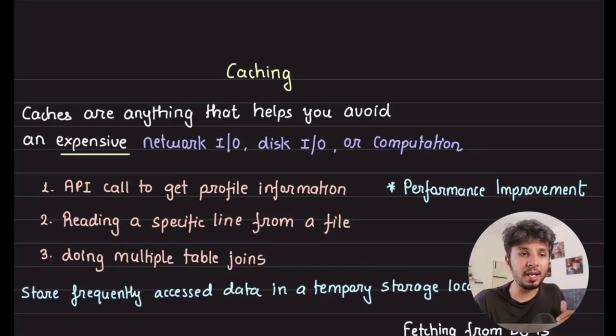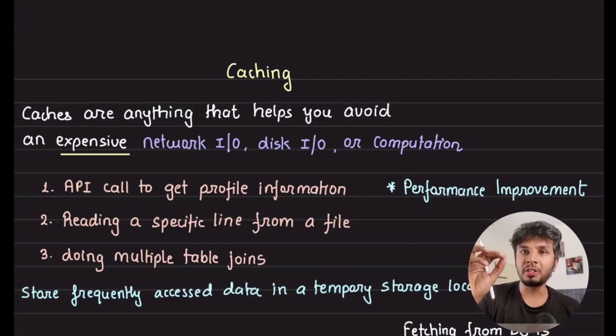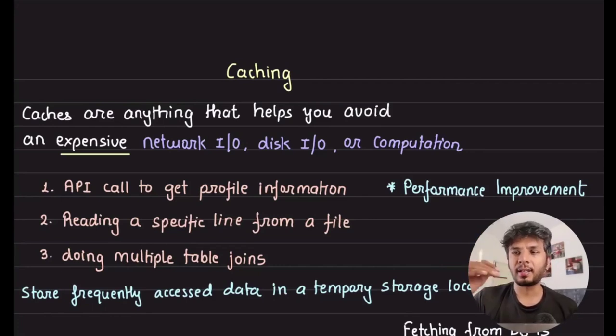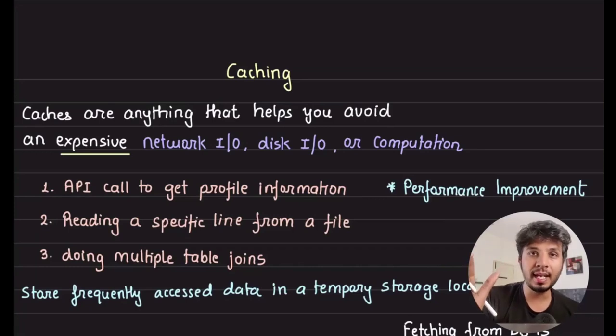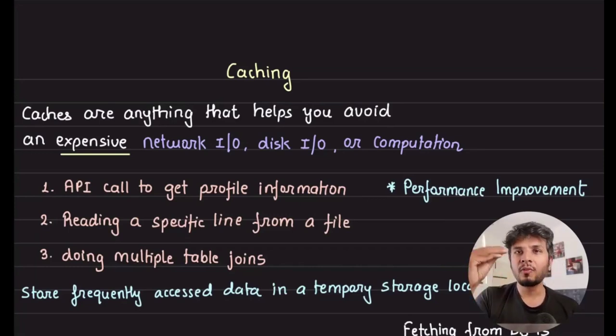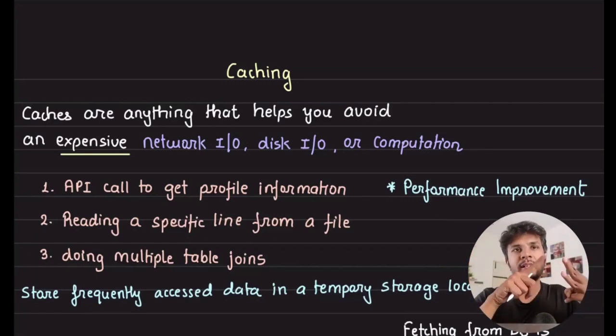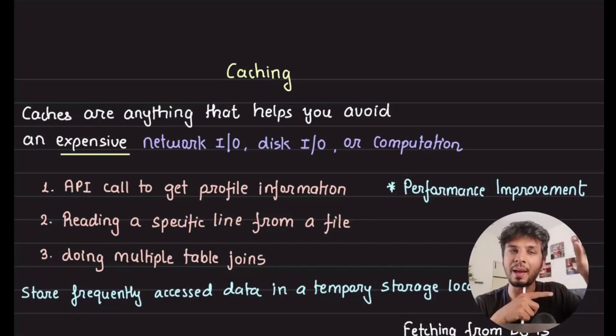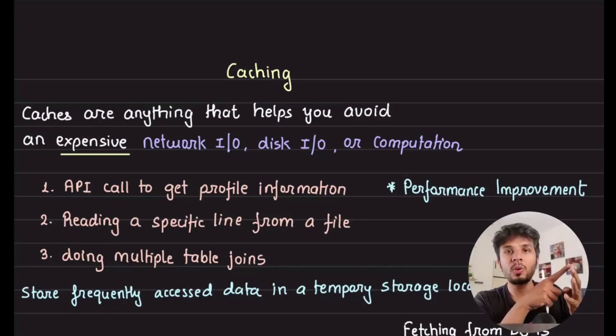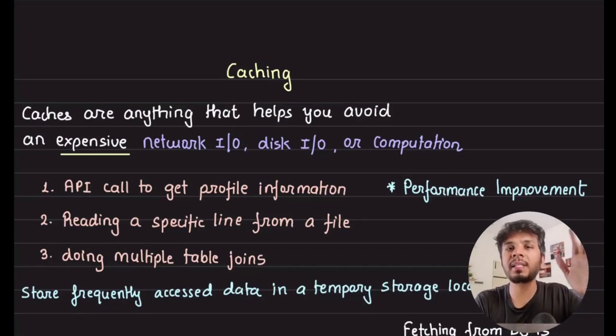Now, caches are places where we store the data. Caching is a technique. Caches are the places where we store the data. Cache as a place is anything which helps us avoid an expensive network IO, disk IO, or computation. For any computer in the world, there are only three factors that we have: network, disk, and CPU, right? RAM is where we typically cache the data. So whatever helps us save an expensive network IO, or an expensive disk IO, or an expensive CPU computation is a cache for us.